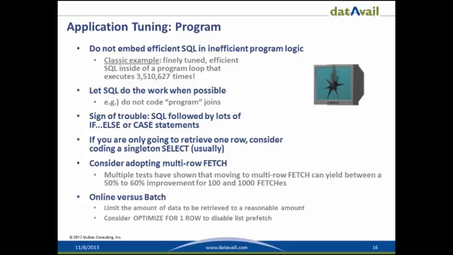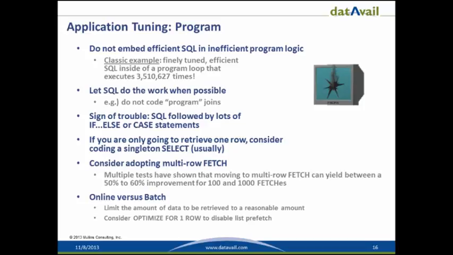If you're only going to retrieve one row, go with a singleton select. And instead of opening up a cursor and fetching and closing it, consider adopting multi-row fetch. With multi-row fetch, instead of one row at a time, you're getting multiple rows at a time into an array in your program. And tests in the IBM Redbook show 50 to 60% improvement if you're doing 100 or up to 1,000 fetches, with rows coming back at a time into your array.